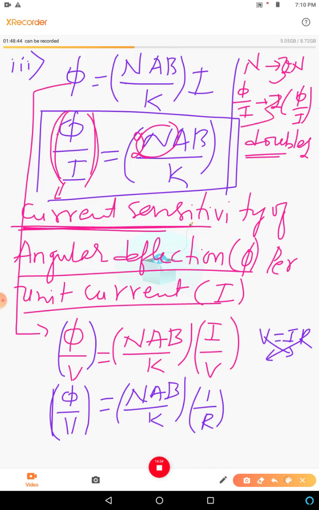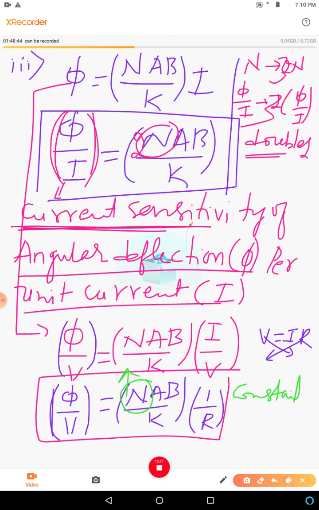But by increasing the number of turns, look at this equation here. If you increase the number of turns, if you increase n, the voltage sensitivity cannot be increased. Voltage sensitivity does not increase, it remains constant. But as the number of turns increases, the current sensitivity also increases, you should remember. But as the number of turns increases, the voltage sensitivity will not increase, it will remain constant.